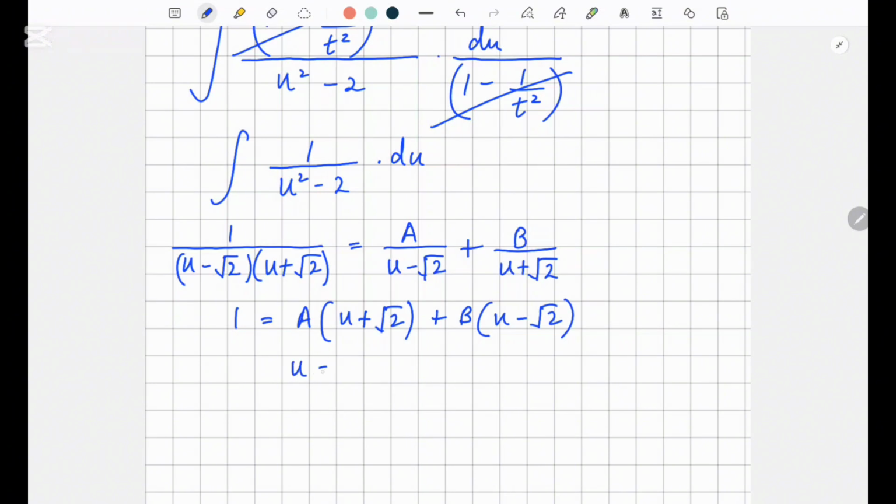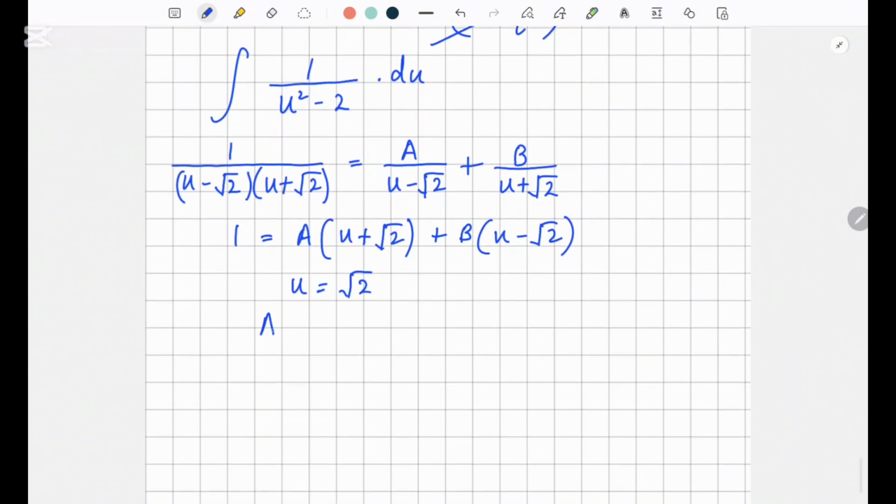So you could take it when u equals root 2, a equals 1 over 2 root 2, right? And when u equals minus root 2, b equals minus 1 over 2 root 2, right? So you found the values for a and b.